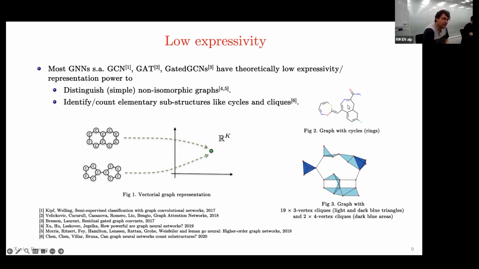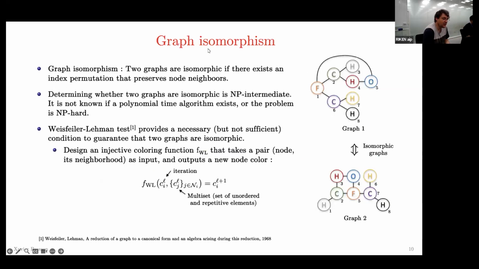The same also, if you want to count, for example, the number of cycles in a molecule, or more generally, the cliques in a social network, this technique will not be able to count them. So they have a low expressivity in this sense. So people started working on graph isomorphism. We know there is a lot of symmetry in graphs. We want to be able to distinguish the graphs which are the same and which are different.